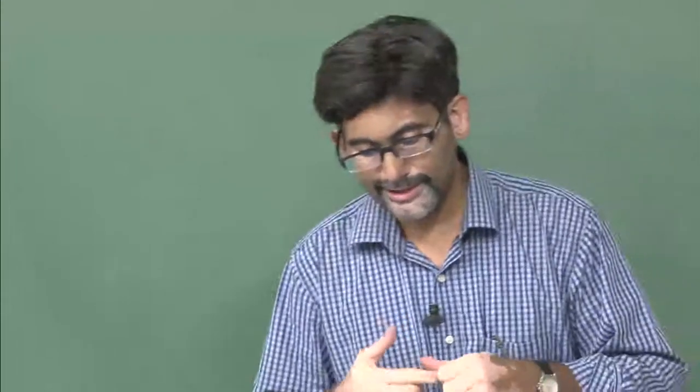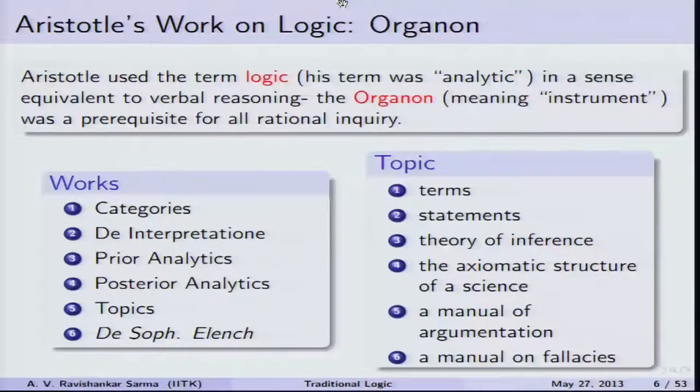The first one is Categories, where the analysis of terms was discussed. The topic of Categories is terms. Aristotelian logic is also called term logic, and it was discussed there in greater detail. Second is De Interpretatione, where the analysis of statements is made, mainly categorical statements: how two categorical statements combine together and lead to another categorical statement. That is what we find in the Prior Analytics, where he presents the theory of inference.